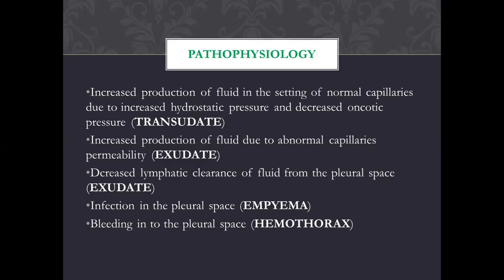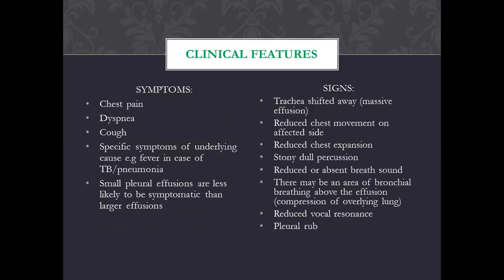Decreased lymphatic drainage also plays a role in the formation of exudative pleural effusion. Empyema is defined as the presence of pus within the pleural space, and it is mostly due to infections. And hemothorax is the presence of blood within the pleural space when bleeding occurs within the space. So this is the pathophysiology of how pleural effusion occurs.